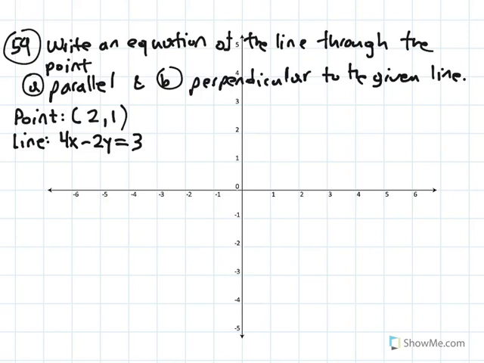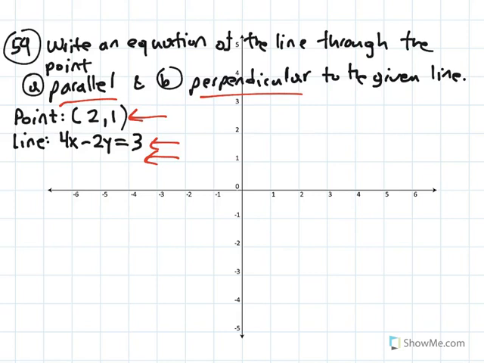And now we take a look at the third example for today. Number 59, write an equation of the line through the point. So there is a given point. We want to write an equation of the line that passes through the point (2, 1), and our line should be parallel to the given line in part A and perpendicular to the given line in part B. So we will have 2 separate lines, and we want to write equations of these 2 separate lines.